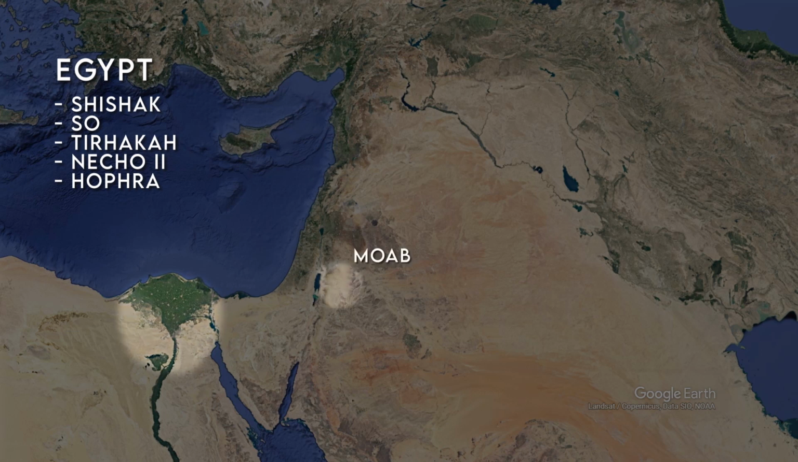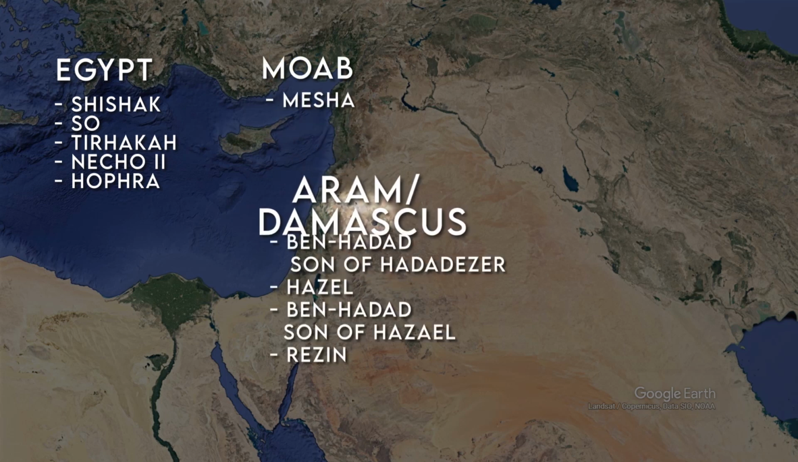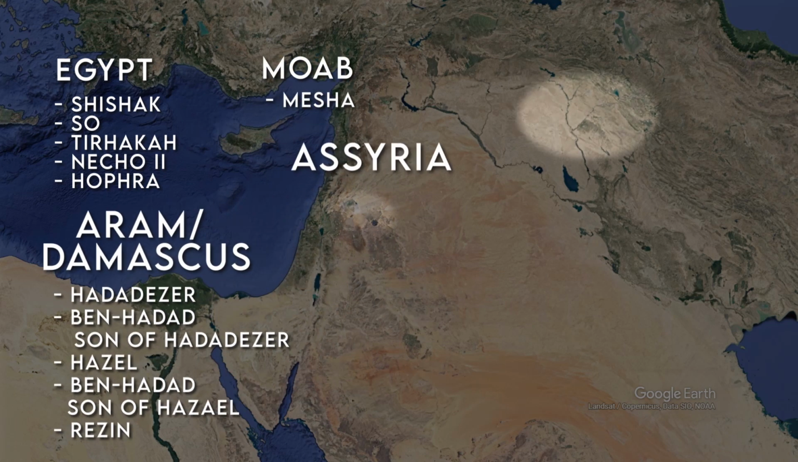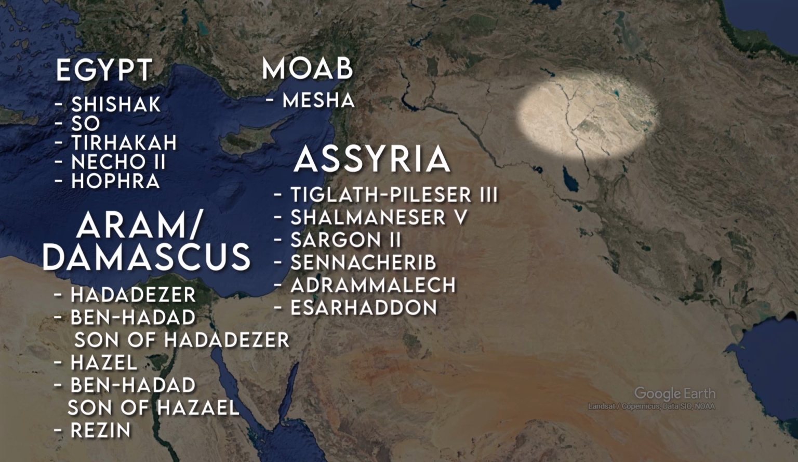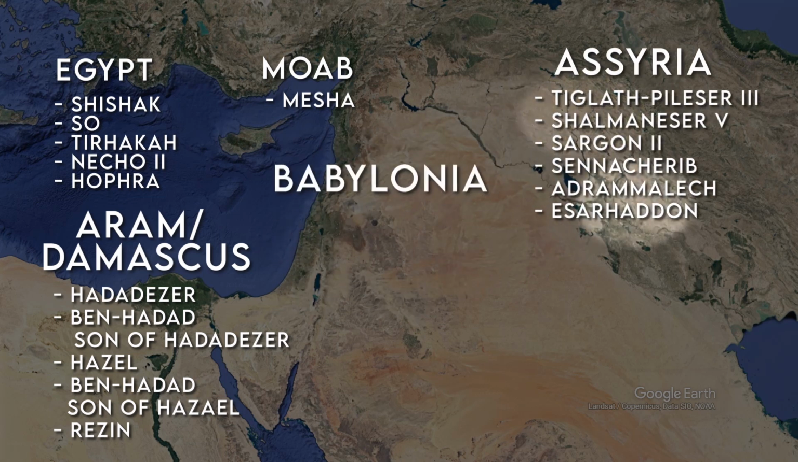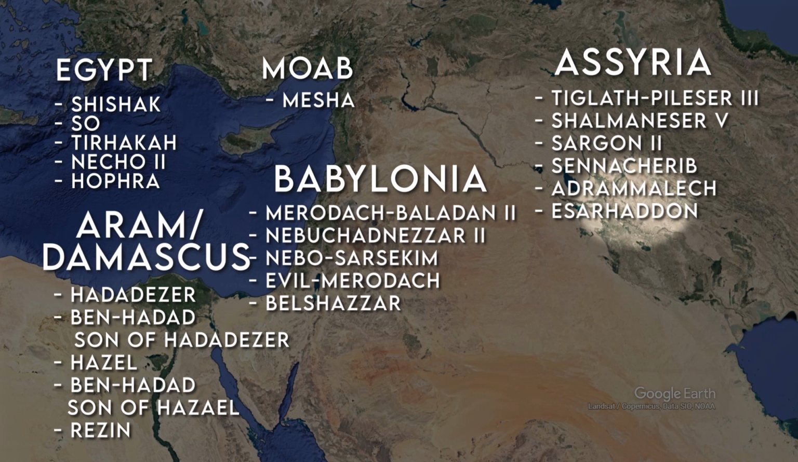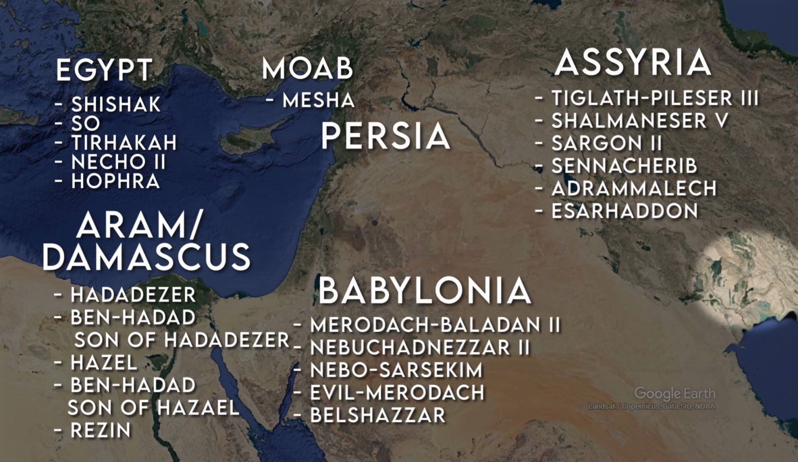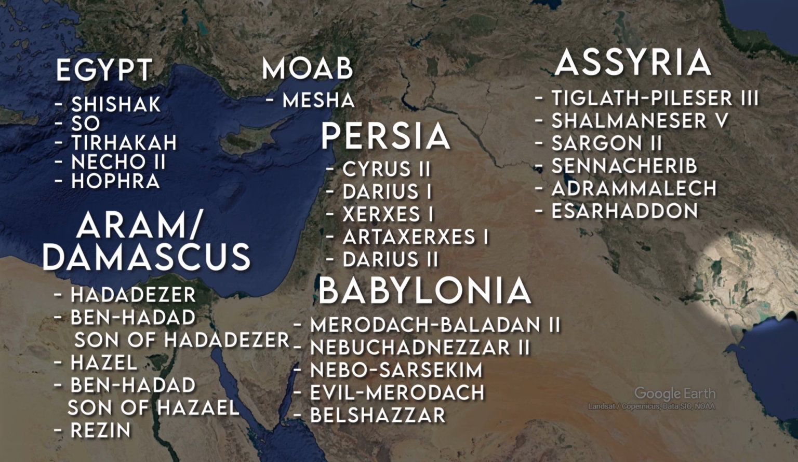From Moab, the famous Mesha stela we'll look at later has confirmed King Mesha. From Aram Damascus, 5 kings. From the Assyrian Empire, 5 kings and 1 royal assassin. From Babylonia, 3 kings, 3 court officials, and 1 co-regent. From Persia, 5 kings and 1 provincial governor.